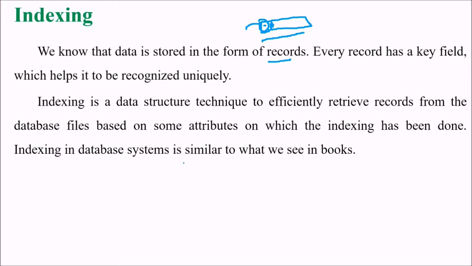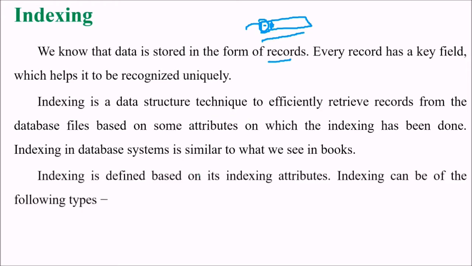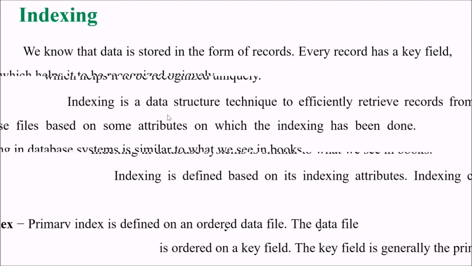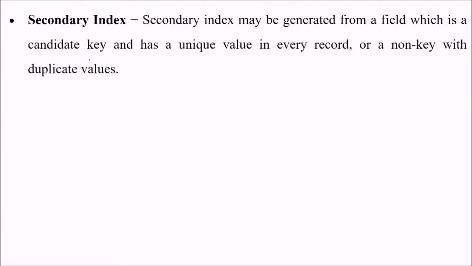Indexing in a database system is similar to what we see in a book's index. Indexing is defined based on the indexing attributes. The indexing can be of certain types. Like you can have a primary index. That primary index is defined on an ordered data file. The data file is ordered on a key field, and the key field is generally the primary key of the relation.